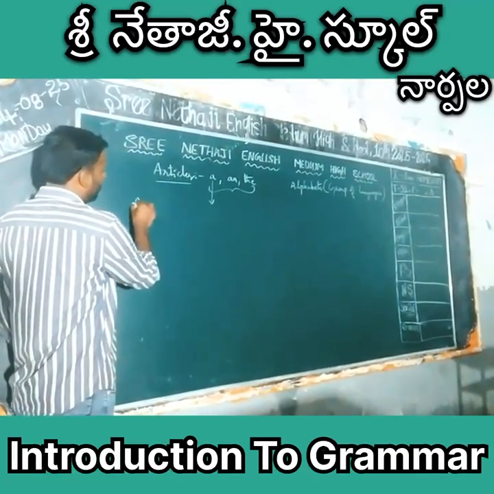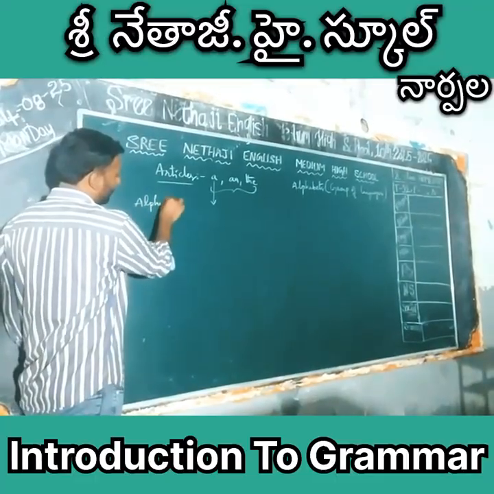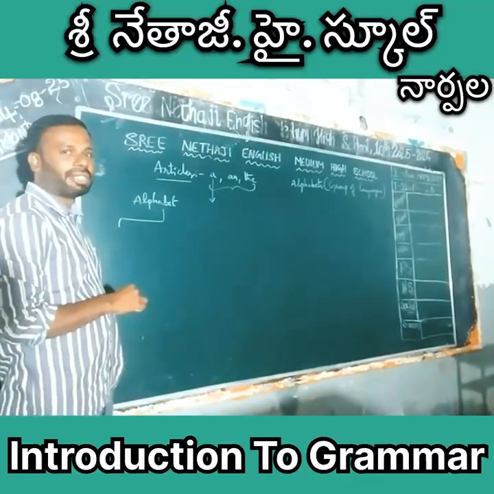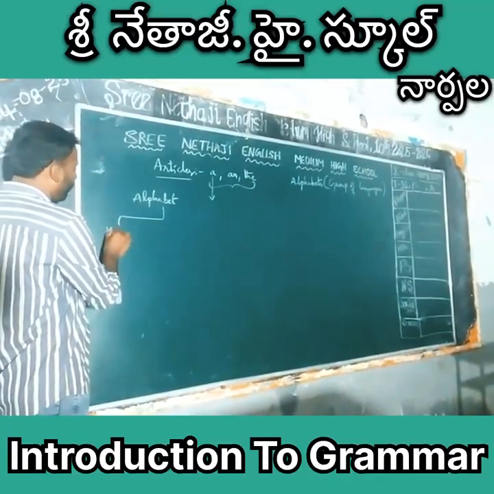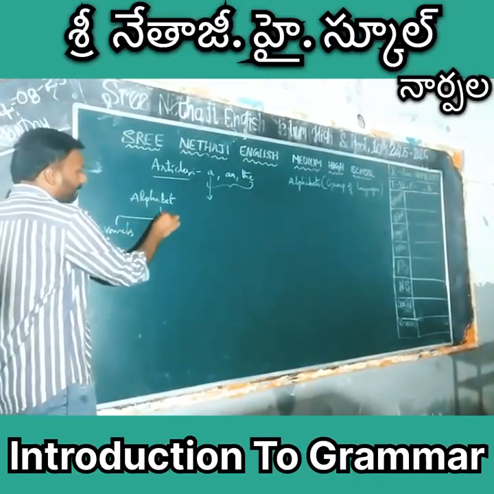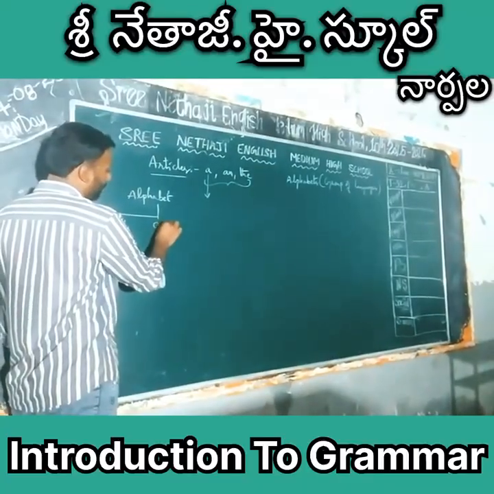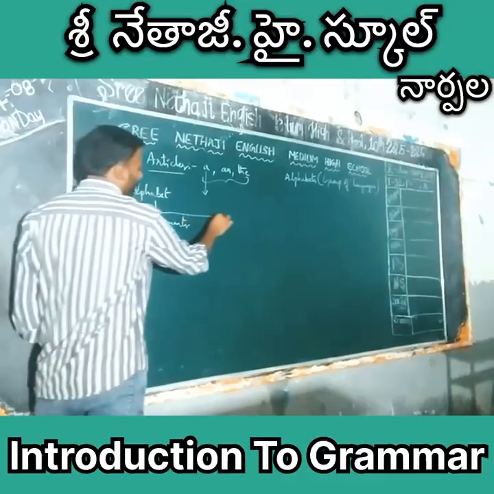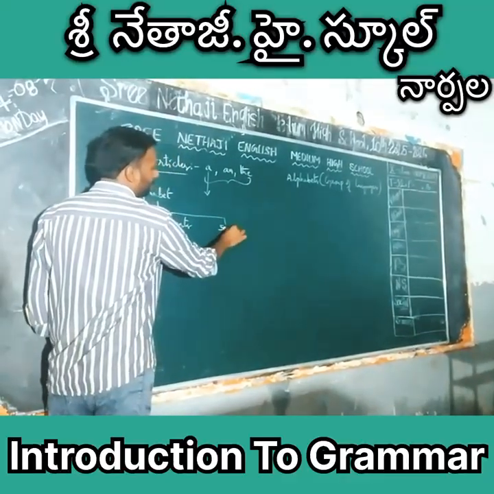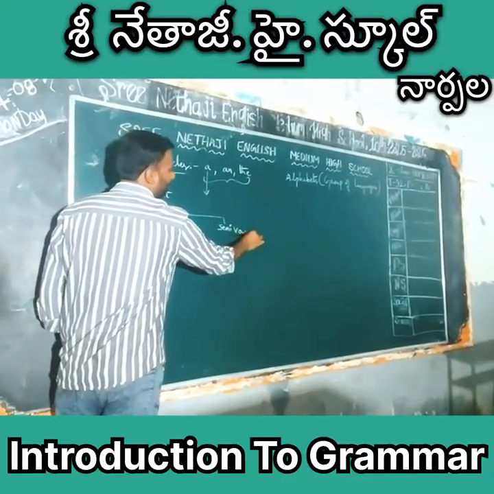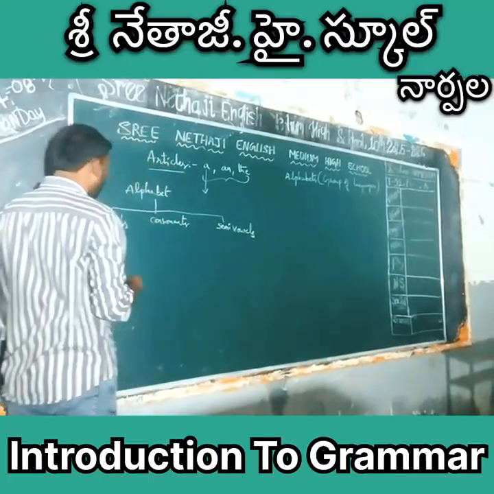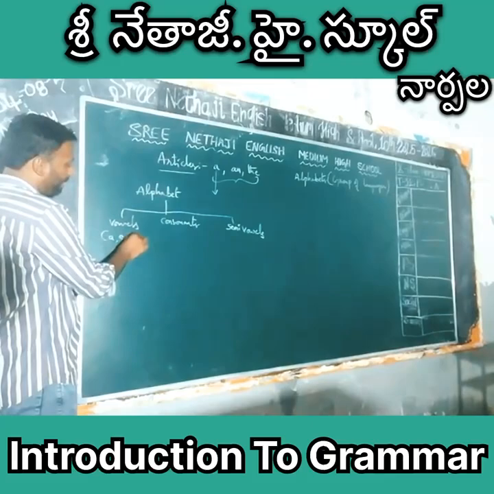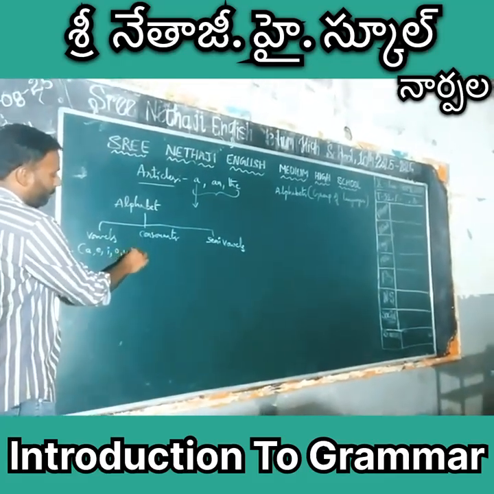literature, that is alphabet, is divided into three divisions: vowels, consonants, and semi-vowels. You know very well, vowels are A, E, I, O, U.